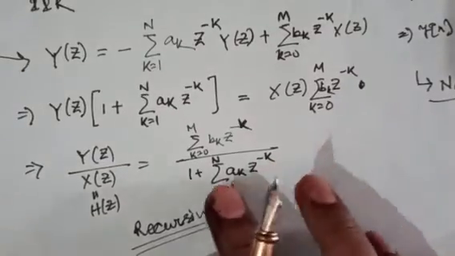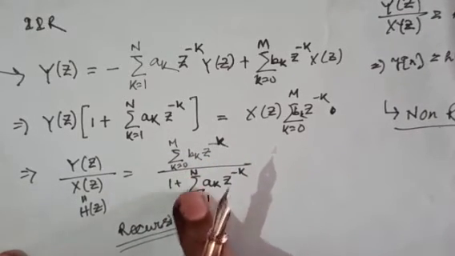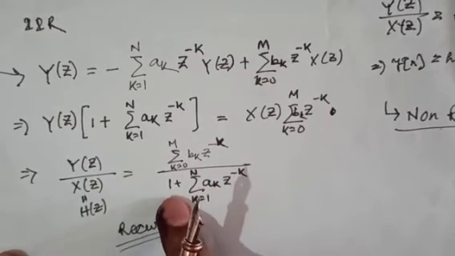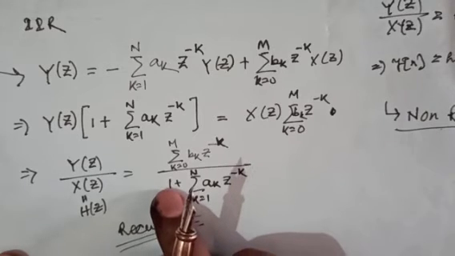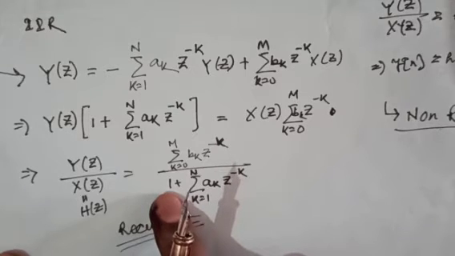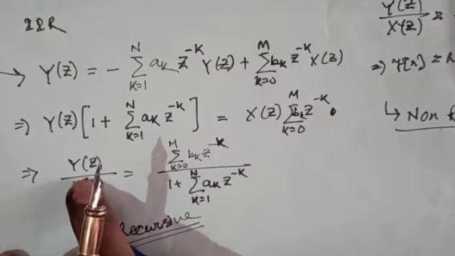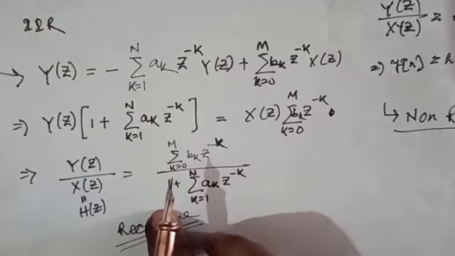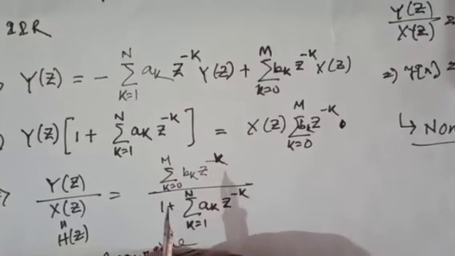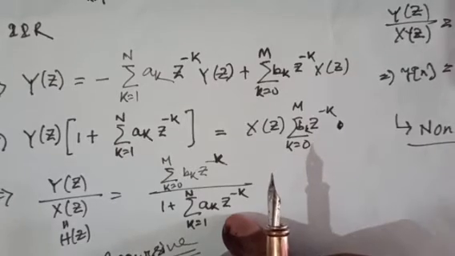If you look at the polynomial here, it will be a numerator polynomial with the constant coefficients b and a denominator polynomial with the constant coefficients a. Suppose a0 is also present, just for the sake of simplicity, although here I have given from a1. If a0 is also present, then a0 will go with the y of n, so it will be a0 into y of n, then the whole equation you have to divide by a0 if a0 is not equal to 1. That is another issue, but it is the numerator polynomial by the denominator polynomial, which is recursive.